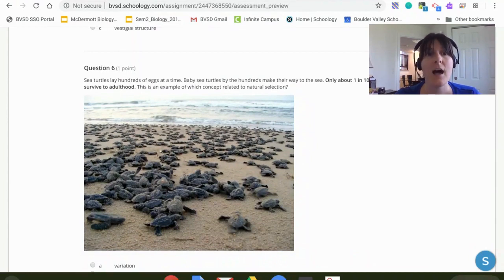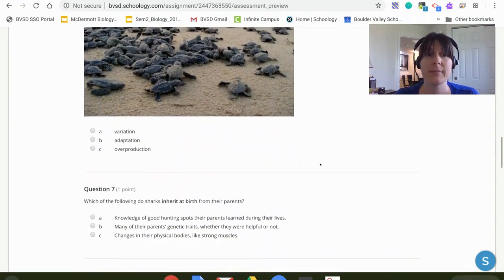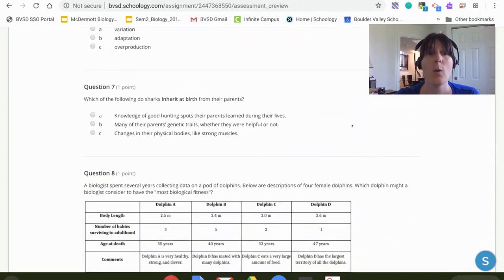Question 6. Sea turtles lay hundreds of eggs at a time. Baby sea turtles by the hundreds make their way to the sea. Only about 1 in 100 will actually survive to adulthood. This is an example of which concept related to natural selection? A. Variation. B. Adaptation. C. Overproduction.